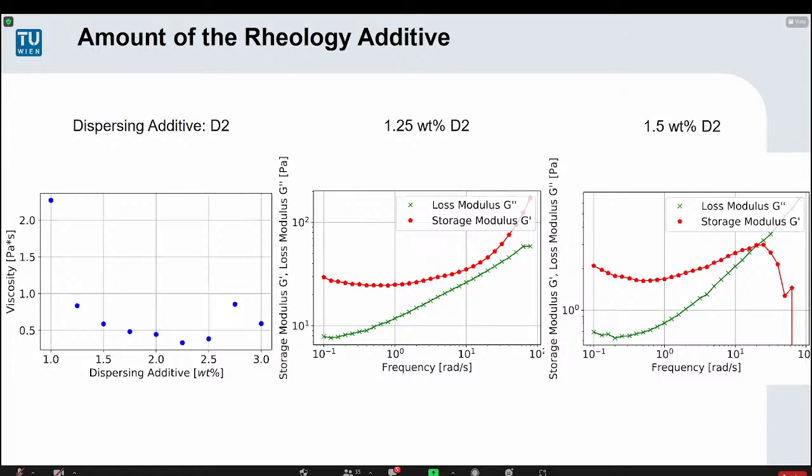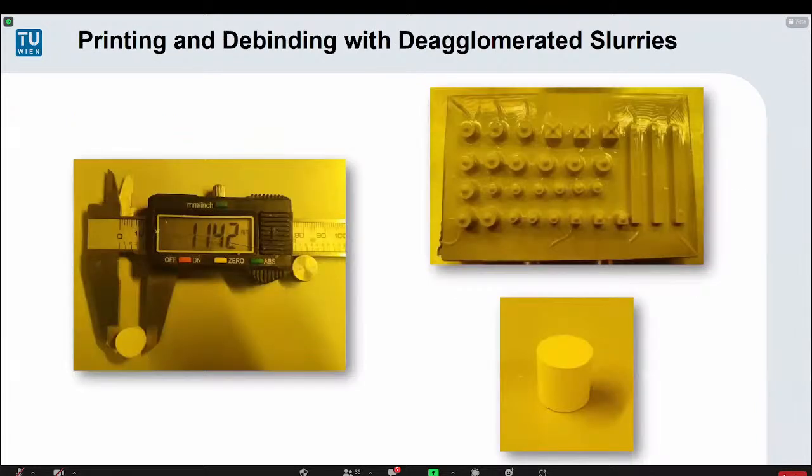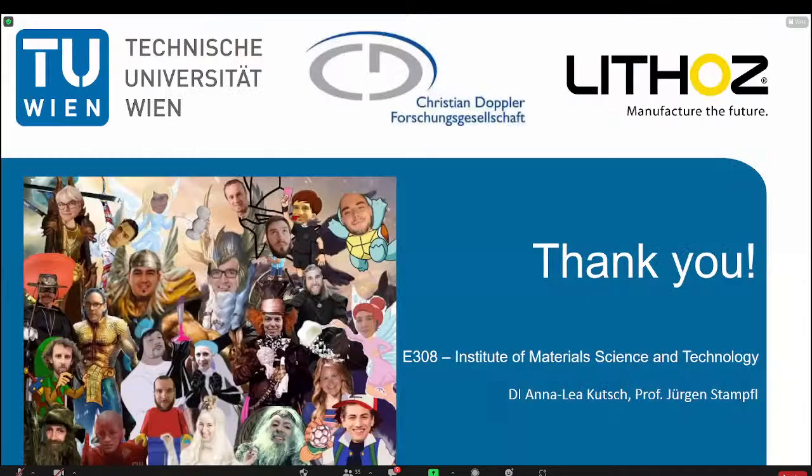This is the reason why we concluded that for our slurry, the optimal amount of dispersing additive is 1.258% when considering the viscosity and the stability. So we used this amount of dispersing additive to print samples, which was possible, as we can see here. We see the building platform, and it was also possible to debind samples with this slurry. With that, I would like to thank you for your attention, and also the project partners and the group.